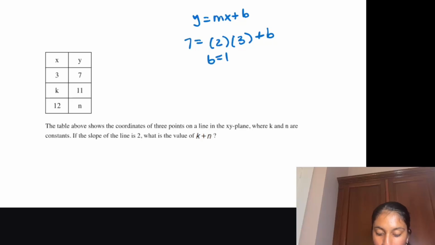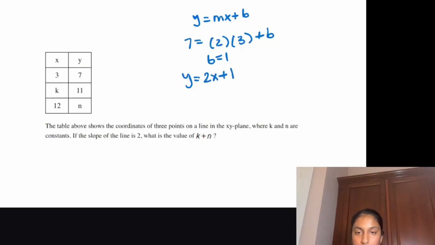And now I have the equation I need. So y equals 2x plus 1. And it's just a matter of finding k and n. So let's go ahead and do that. So if I had k, 11, I know that 11 is going to equal 2k plus 1. So 2k equals 10, so k equals 5.